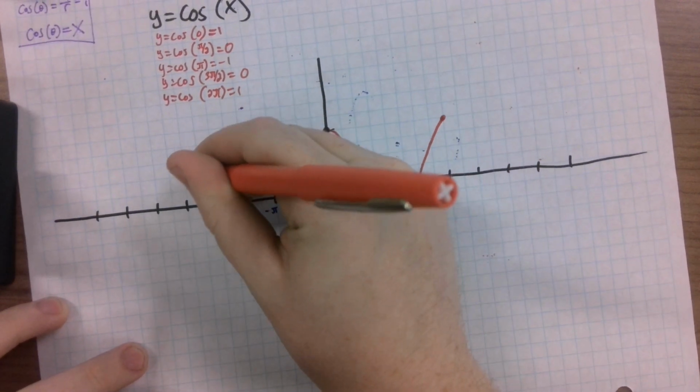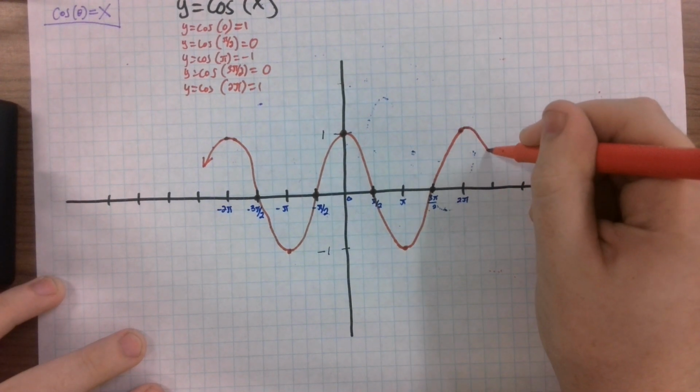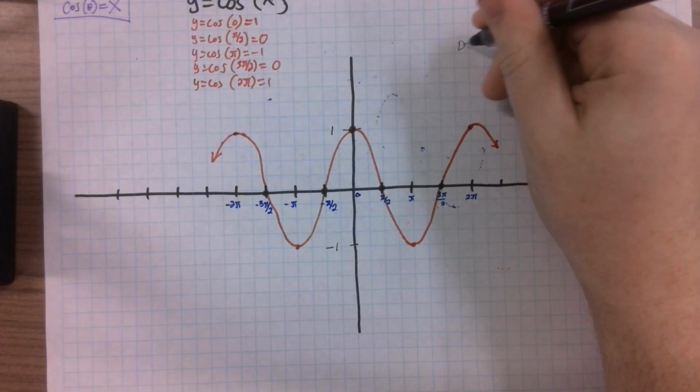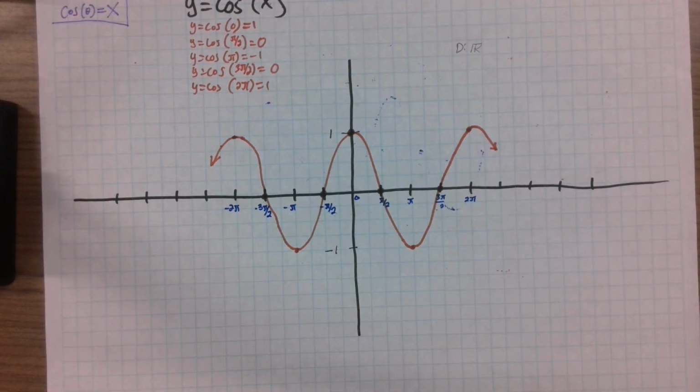And of course we know it'll probably go down again. And in this direction, it's going to keep going like this. It's going to go back down again. So what's going on here? It looks very similar to the sine. In fact, if we wanted to find the domain of this graph, we would also see that it goes on forever. So it's all real numbers.